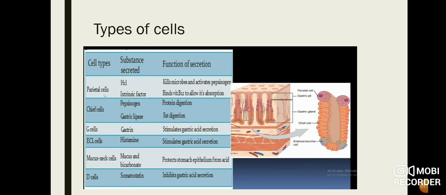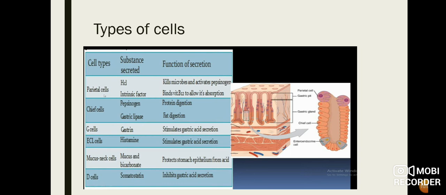The third one is G cells. G cells are responsible for the secretion of gastrin, and the function of gastrin is that it stimulates gastric acid secretion. The fourth one is ECL cells, which are responsible for the secretion of histamine. Histamine also has the same function as gastrin, as it stimulates the secretion of gastric acid.